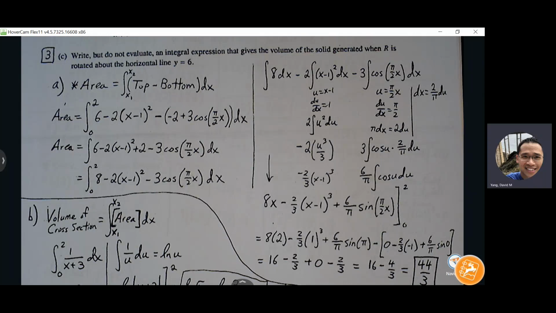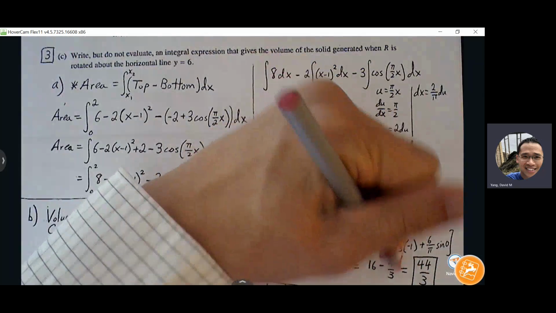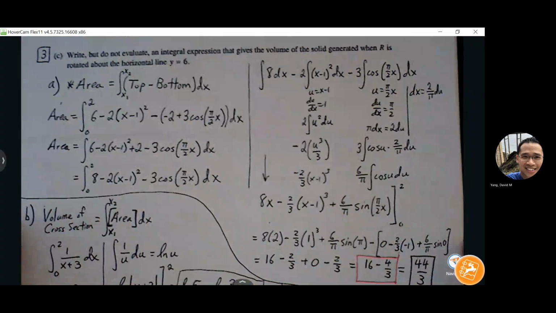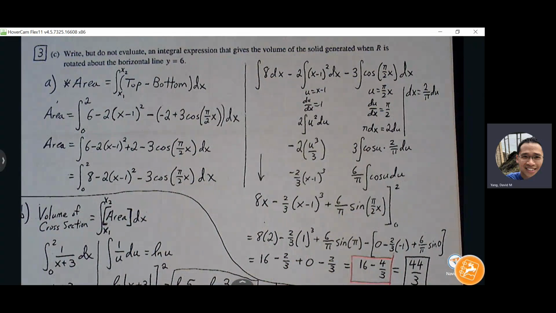And make sure that you don't leave your answer with sine pi and sine 0. You've got to convert those back down to numbers. You can leave your answer unsimplified in terms of this, but you can't leave your answer with sine and cosine showing. You've got to resolve those values.